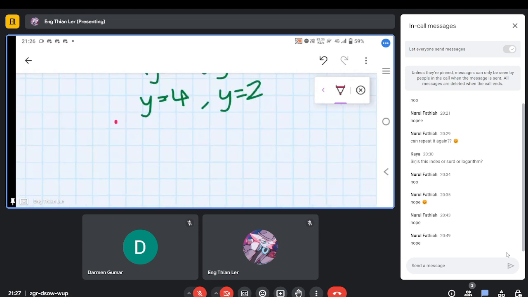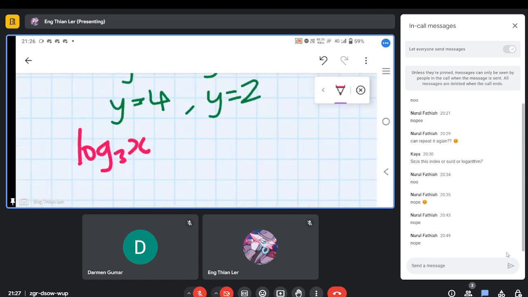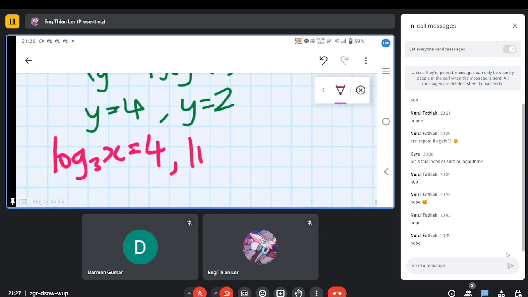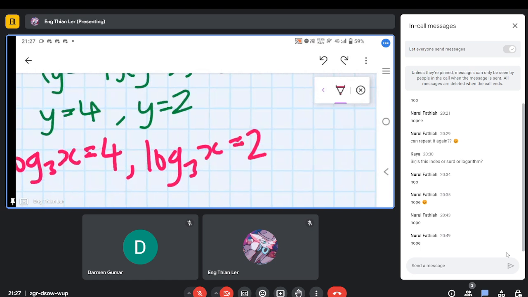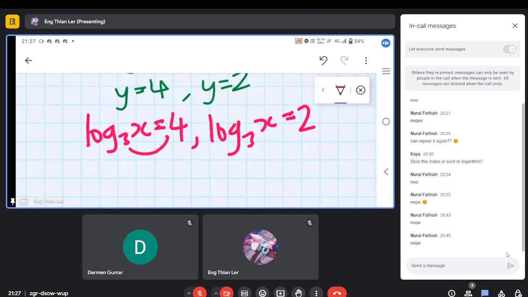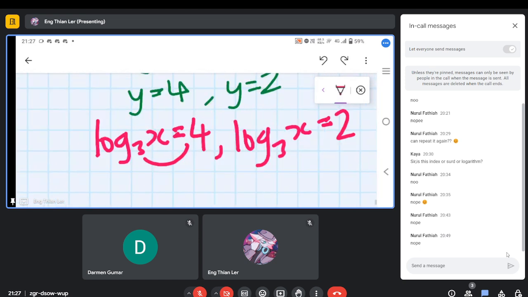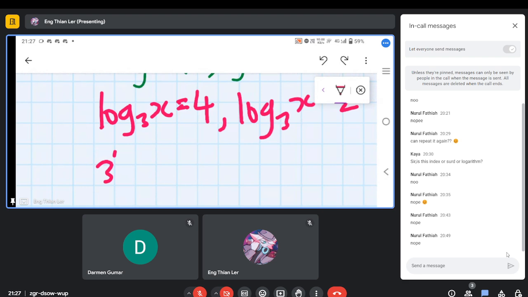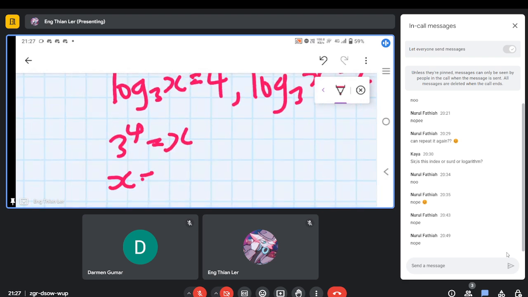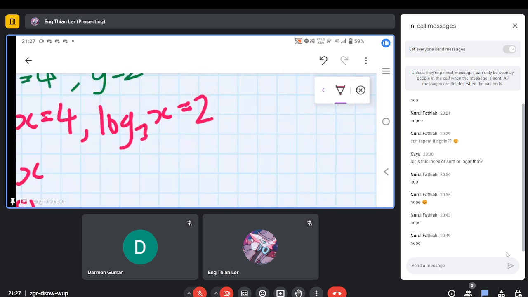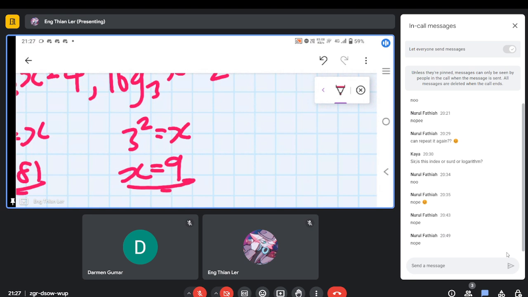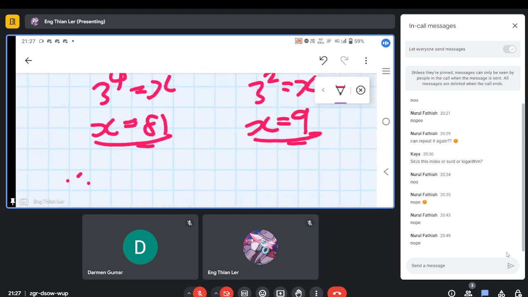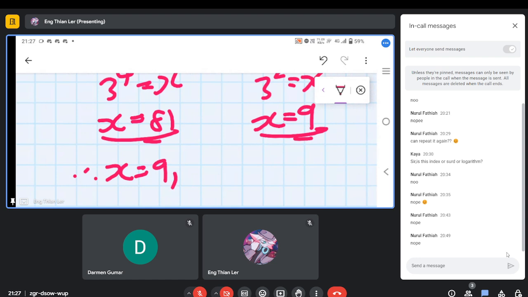So now log 3x equal to 4, log 3x equal to 2. So from that, 3 to the power of 4 equal to x. x equal to 81. This will be our first solution. Let's look at the second one. 3 squared equal to x. x equal to 9. This will be second. So conclusion, x equal to 9, x equal to 81. That's it. Pretty fun.